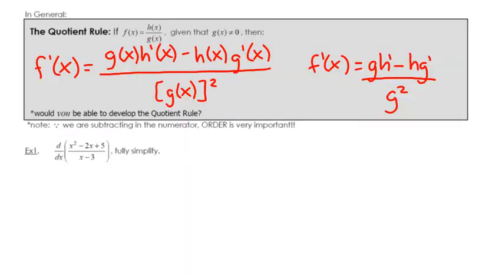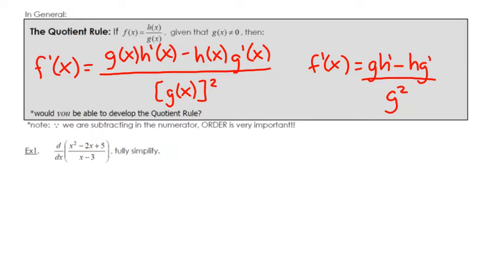But if you take a look at the quotient rule, there is a subtraction right here. And because there's a subtraction, it does matter which order you put things in because if you swap them, you're going to get a different answer. So this one takes a little bit of memorization on your part. Now, what is all of this?